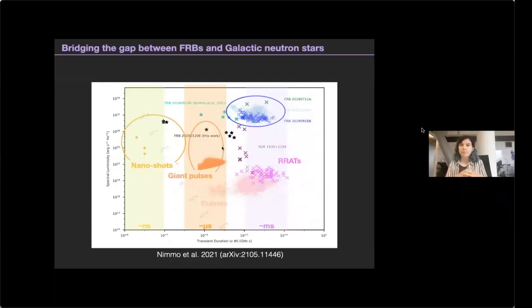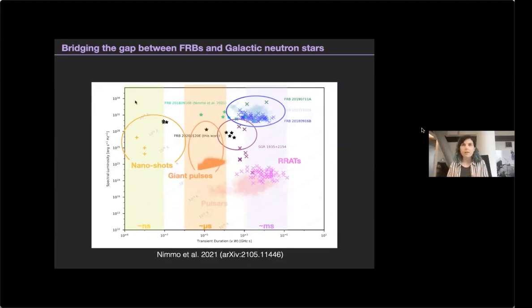Similar to the Crab pulsar giant pulses, not all of them resolve down to these nanoshots and microbursts, but we see a range of timescales. And these widest components actually have a luminosity 1 or 2 orders of magnitude weaker than the bright FRB-like event from the galactic magnetar SGR 1935. So this source is observationally bridging the gap between FRBs, the Crab pulsar, and galactic magnetars.